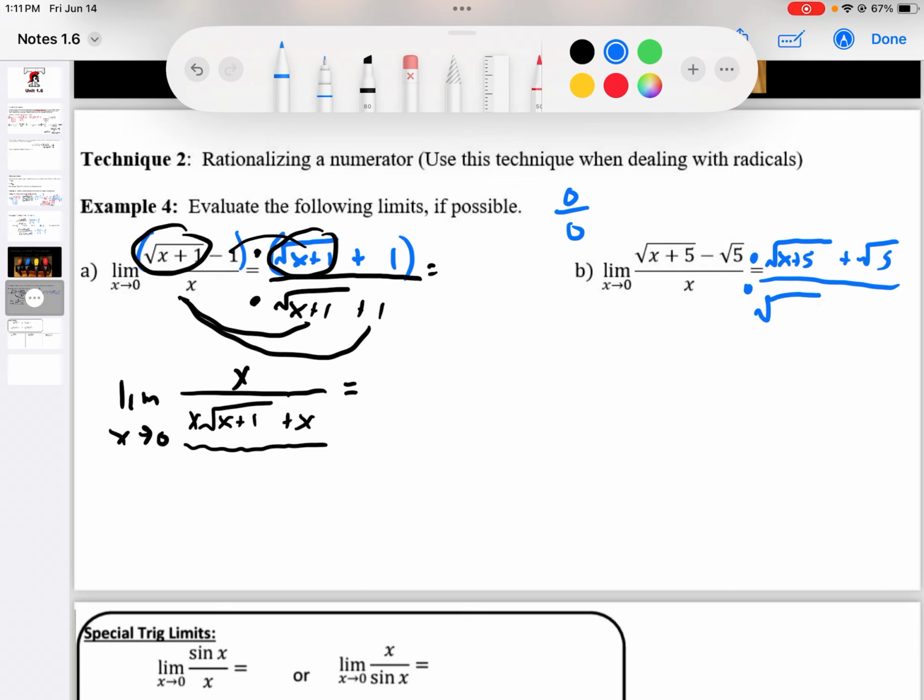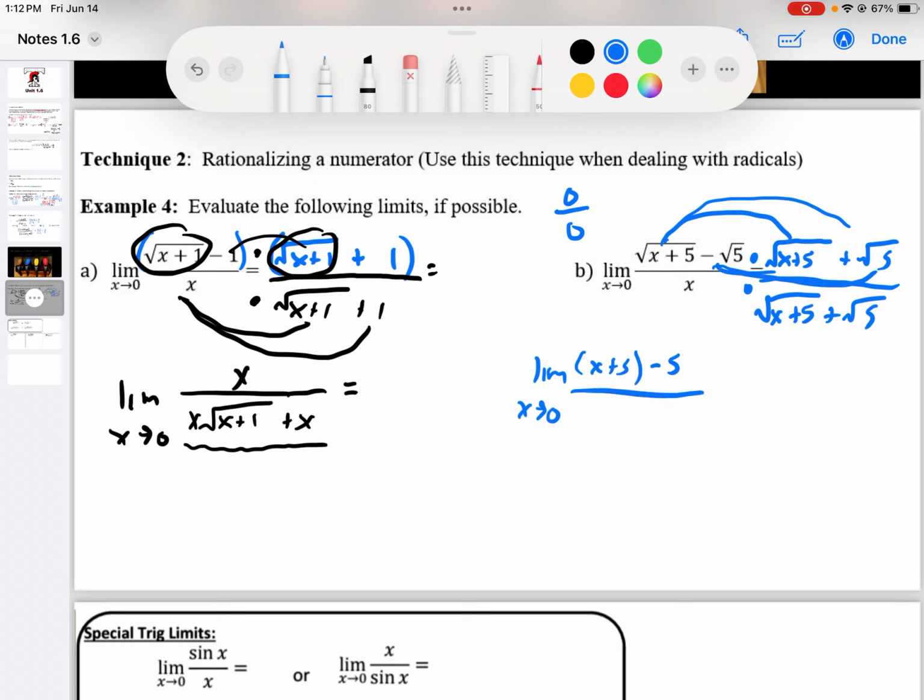I'm going to multiply the first two terms together. I'm just going to keep the limit sign this time. That would be x plus 5. If I multiply the outer and the inner, those are going to cancel. That's the whole point of multiplying by the conjugate, is that the middle part cancels. And then the last two terms would be minus 5 over, and I'm going to keep it like this time, x over square root x plus 5 plus square root 5.